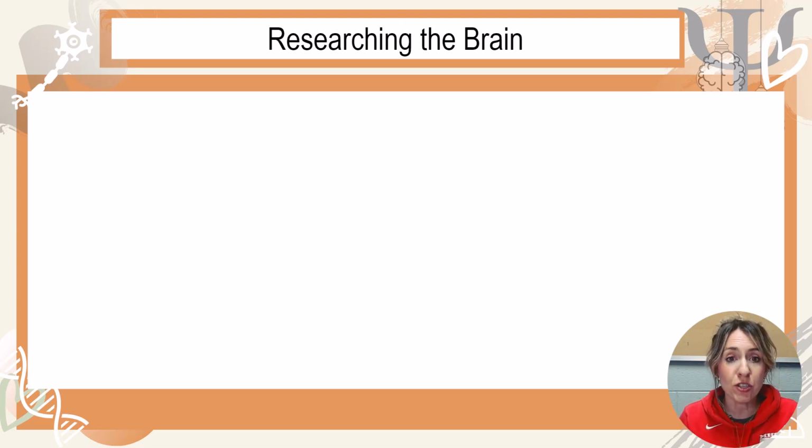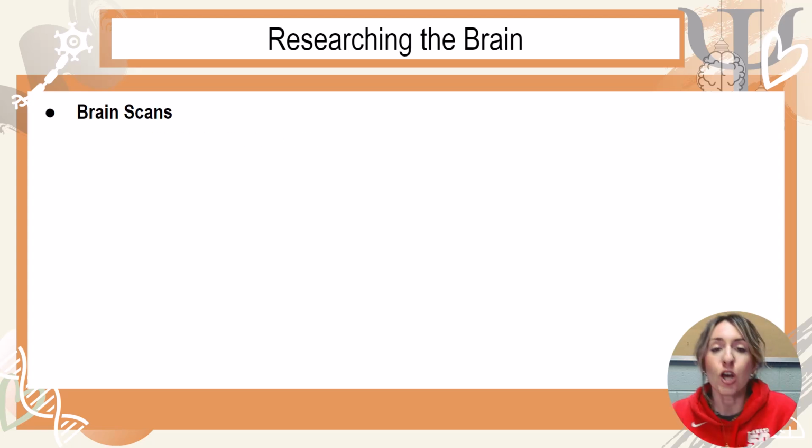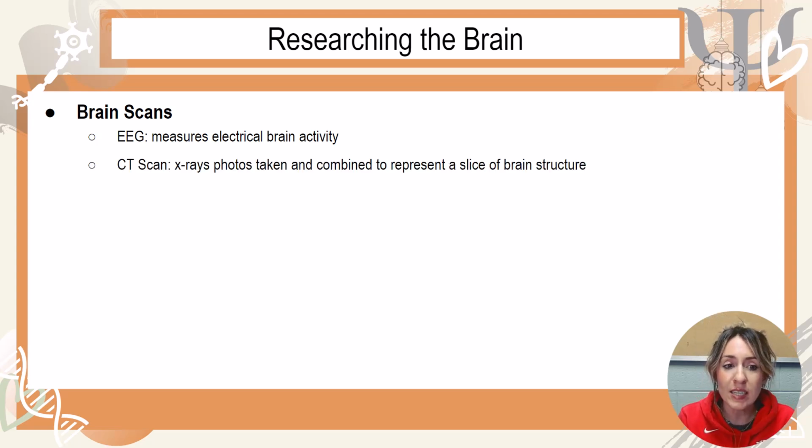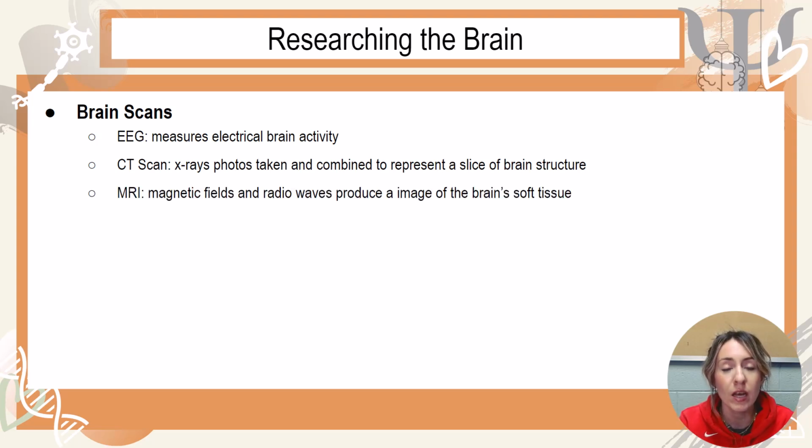So when we are researching the brain, one of the things that we focus on are these brain imaging techniques, or brain scans. The first brain scan that you may have heard of is an EEG, and this measures electrical brain activity. We're going to talk about this a lot more when we talk about sleep and sleep stages and how we know what stage of sleep you're in based on the electricity in your brain. Then we also have CT scans, which are basically instead of a single x-ray, a bunch of x-ray photos taken and then combined to give you a representative slice of the brain.